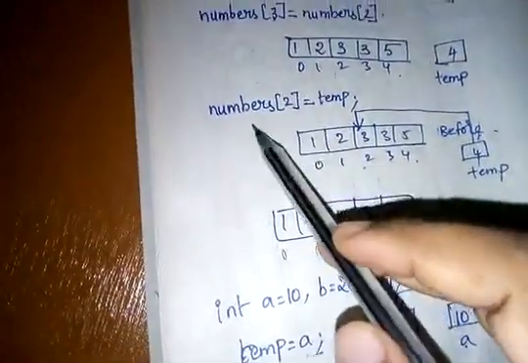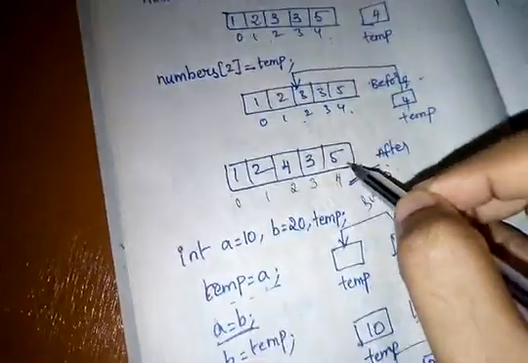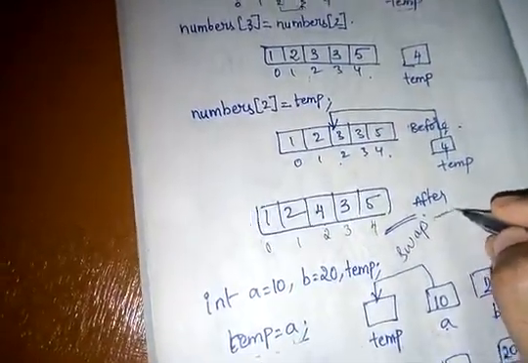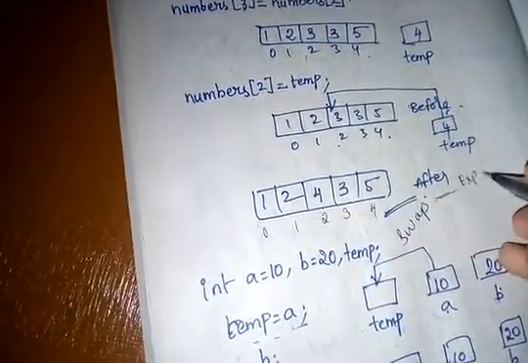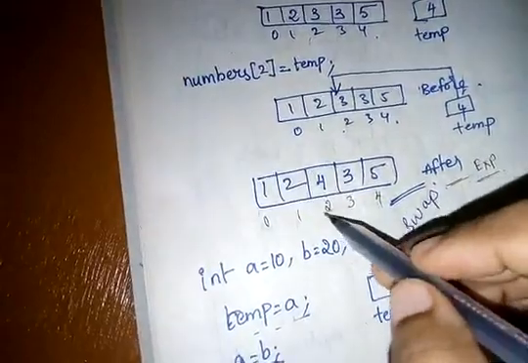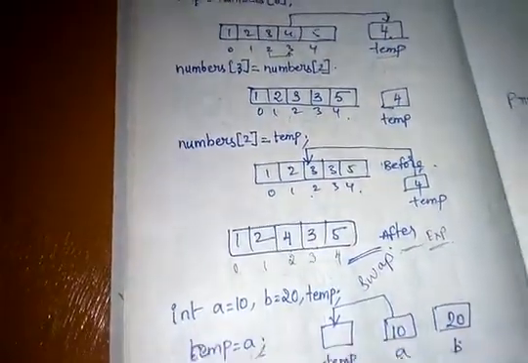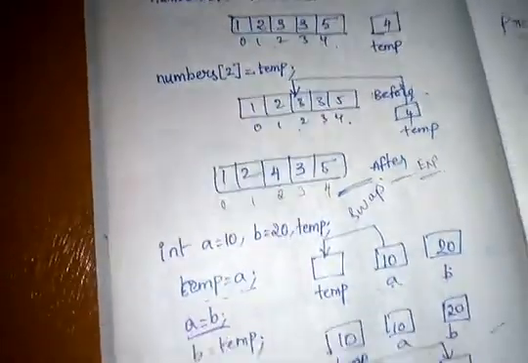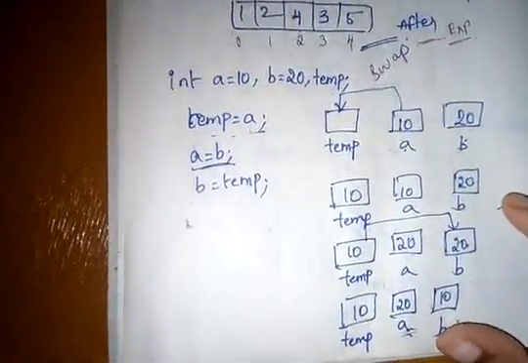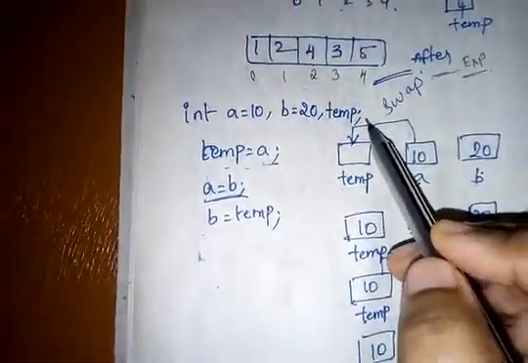So finally, after executing this statement, your final array is 1 2 4 3 5, which is the expected output when we exchange the two values at index 2 and 3. So by the use of this temporary variable, we can exchange values of two numbers. Likewise, not only with arrays, with normal variables also, we can exchange using this temporary variable.